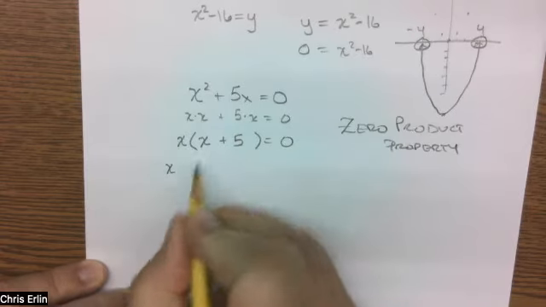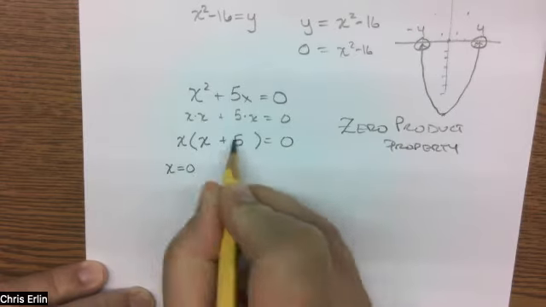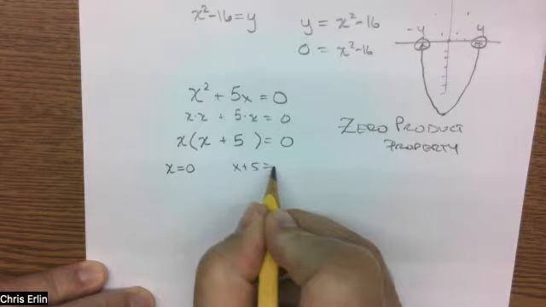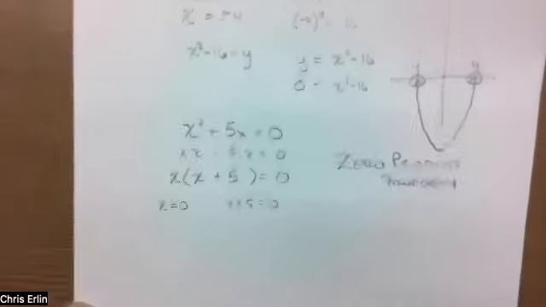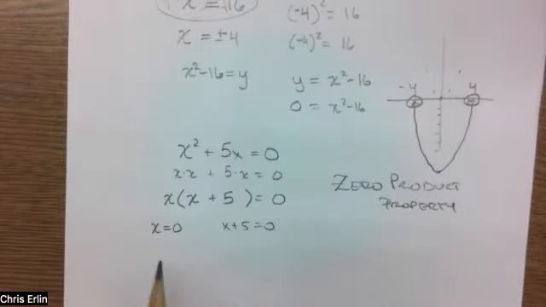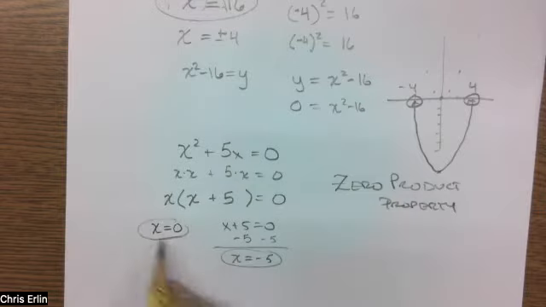So I'd separate the two factors, say either x equals 0 or x plus 5 equals 0. If x equals 0, then x equals 0. If x plus 5 equals 0, then I can subtract 5 from both sides of the equation, and I get x is equal to -5. These are my two answers for this problem.